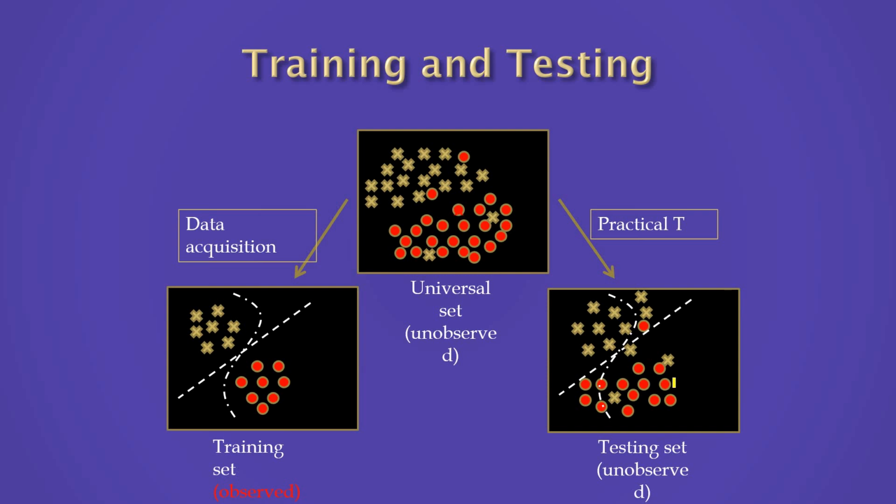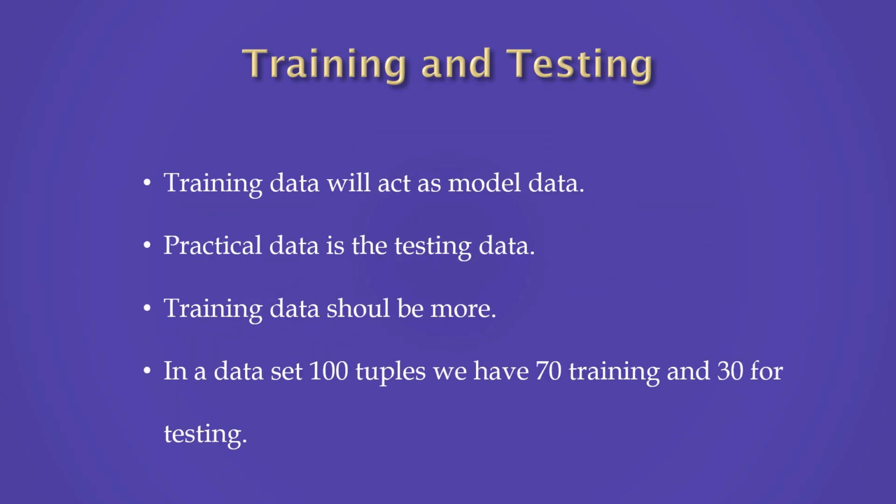We can take some percentage, such as 70-30 or 80-20, as the training set and the test set of the data items. This training data will act as the model of the data. How do we collect the training data? We take fully solved, fully classified examples in the training set, and these act as a model of the data. And the data on which we do the practical work is called the testing data.